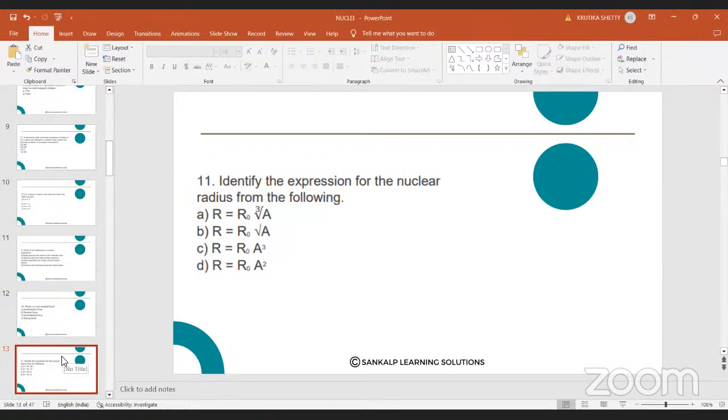Okay. Identify the expression for the radius from the following. R is equal to R naught A raised to cube root of A. R is equal to R naught square root of A. R is equal to R naught A cube. R is equal to R naught A square. Yes, so this we have discussed actually.